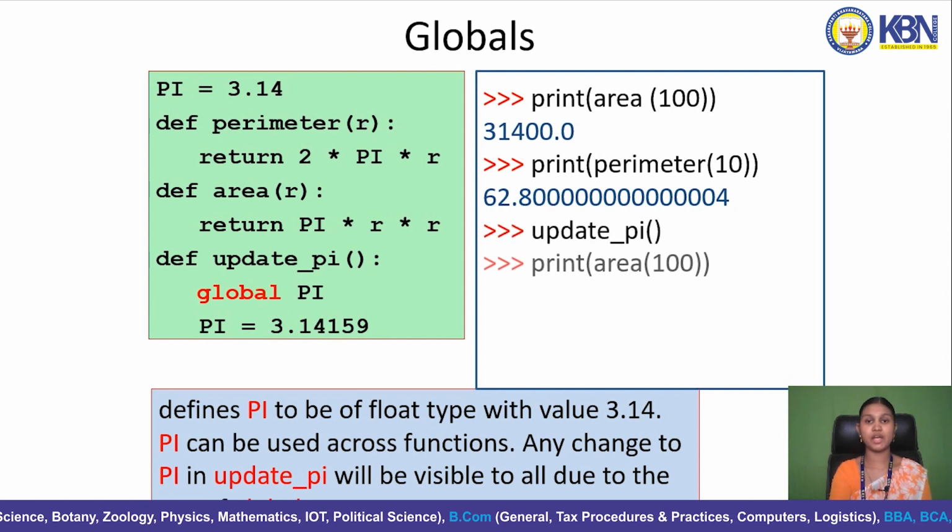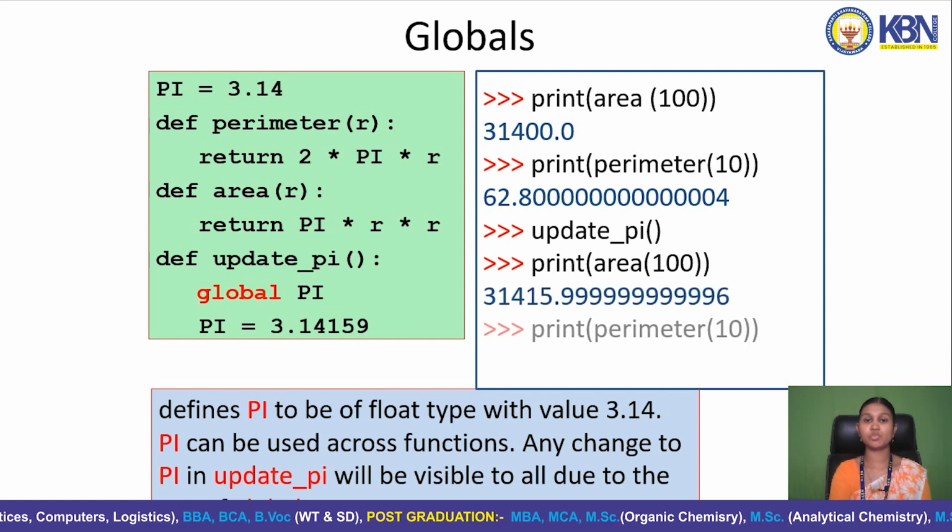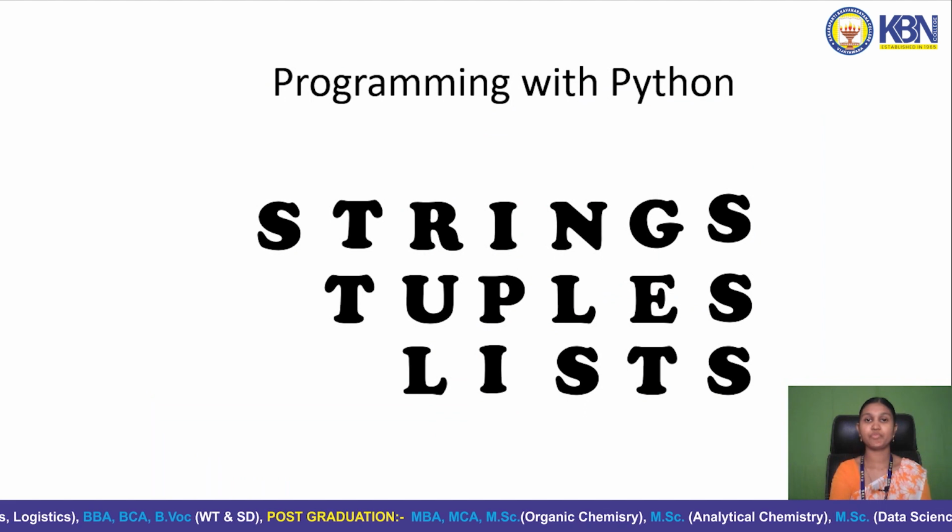Now update the pi value. Previously I changed the value. First the area value is 31400 and the print perimeter value is 62.80. Then these values will be updated again in the function. Next is the area value and this one is the perimeter value.